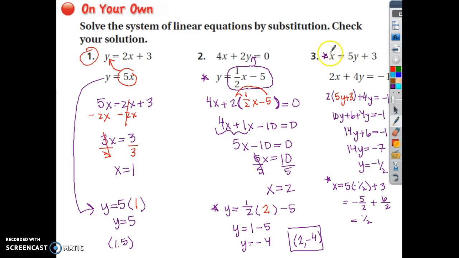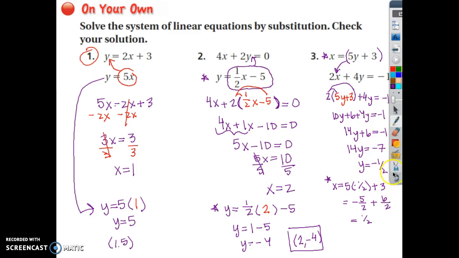Since x is already isolated in this first equation, I just took the 5y plus 3, I know that's what x equals, and I plugged that in for x. I then had to distribute my 2 to the 5y and the 3. And combining like terms and solving for y, I found that y is equal to negative 1/2.